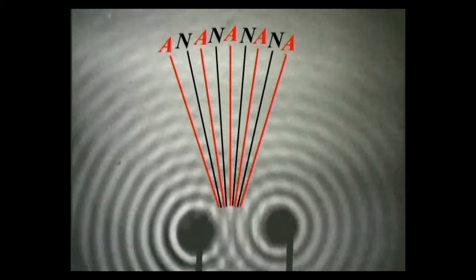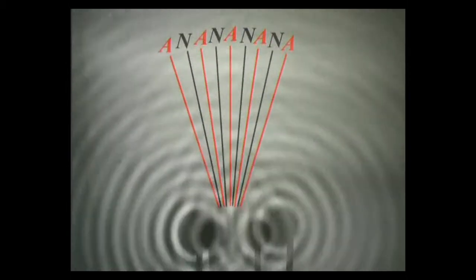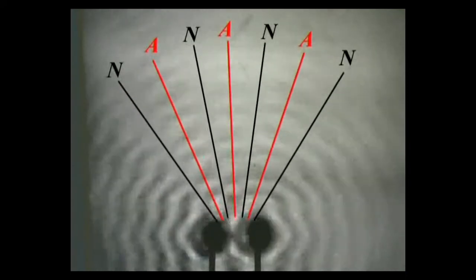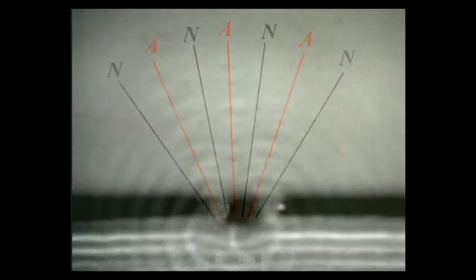Increase the frequency of the vibrator so that the wavelength of the water waves is decreased. Observe the effect on the wave pattern. Reduce the separation of the dippers. Observe how the wave pattern is affected. Form 2 narrow gaps in front of the vibrator. How is interference produced by using 2 narrow gaps?